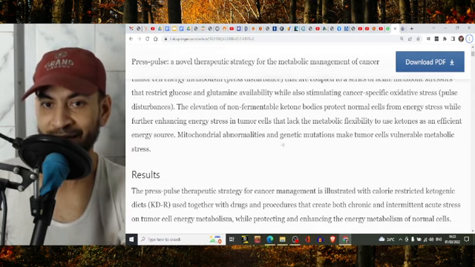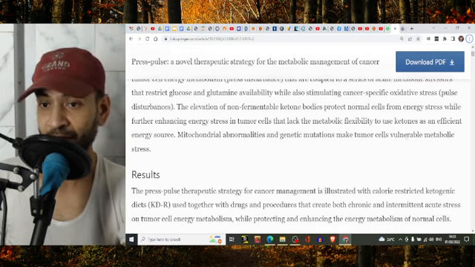Mitochondrial abnormalities and genetic mutations make tumor cells vulnerable to metabolic stress. It should say actually vulnerable to metabolic stress.